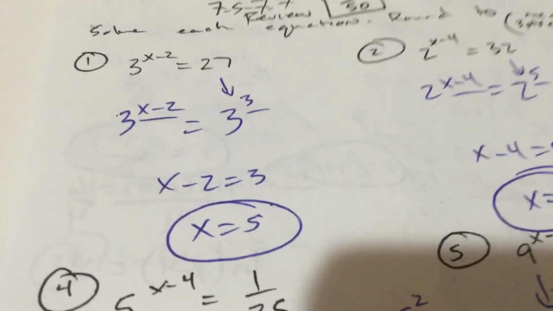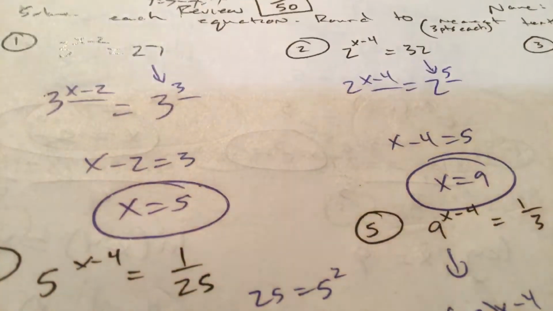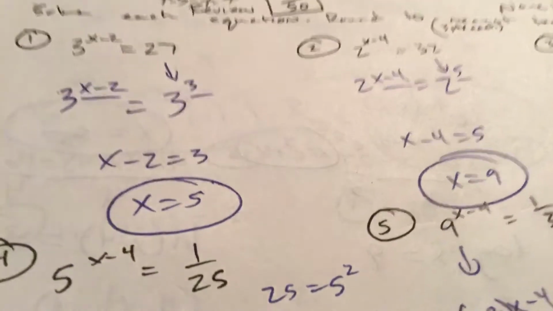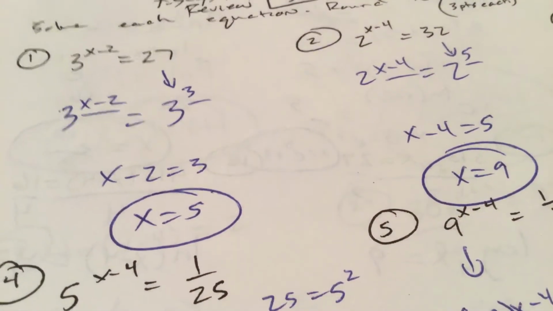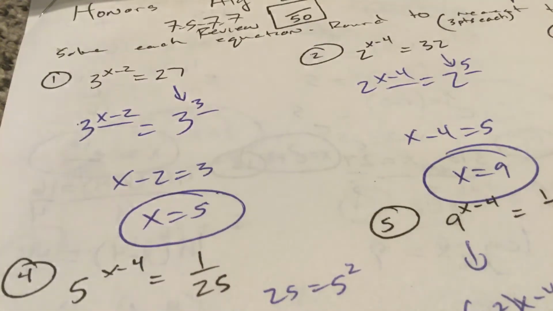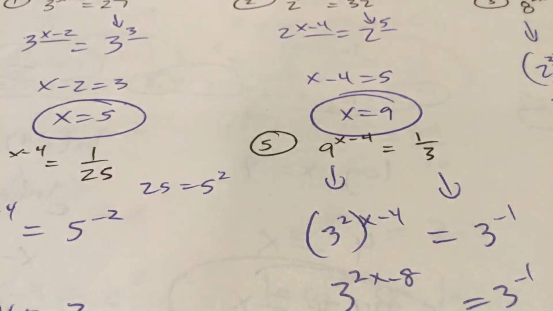On this next one here, 32, yes, I am walking to try to retrieve my pen. 32 can be written as 2 to the 5th power. 2 to the 5th power sets the exponent 5 equal to x minus 3. Again, set the exponents equal to each other. You get x equals 9.